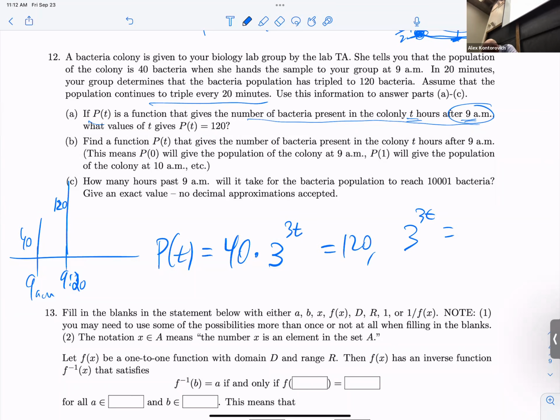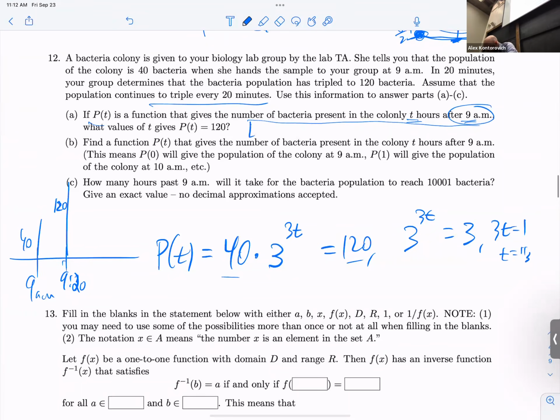Don't I already know 120 is at 9:20? That's a third. But okay, fine. So 120 divided by 40 is 3. So 3T is equal to 1. So T is equal to a third. But we didn't need the equation to do that. We could have just thought for a second about what 20 minutes is and known that the bacteria was at 120 at 9:20, right? Okay.